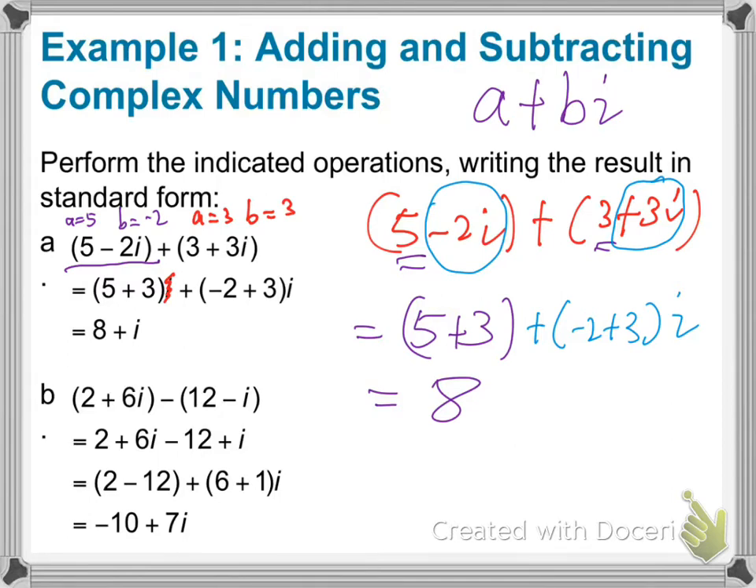So -2 plus 3, we have 1. So this is 1i. And sometimes we use just i to stand for 1i. So this is the addition of complex numbers: real part plus real part, and imaginary part plus imaginary part.